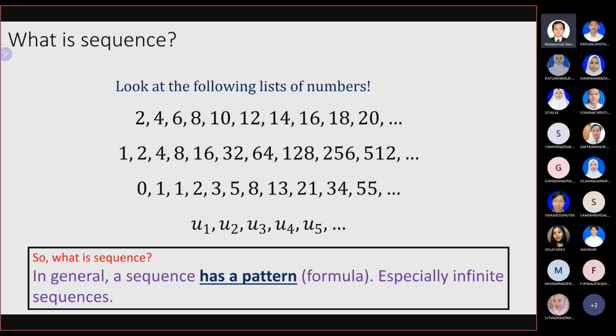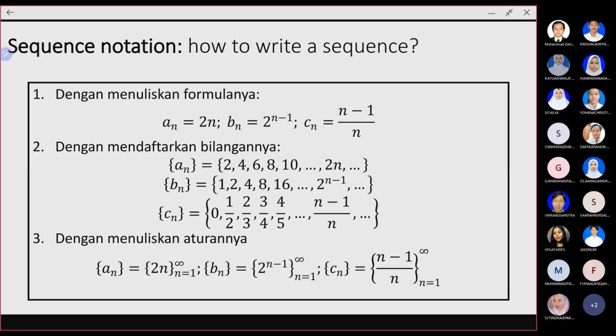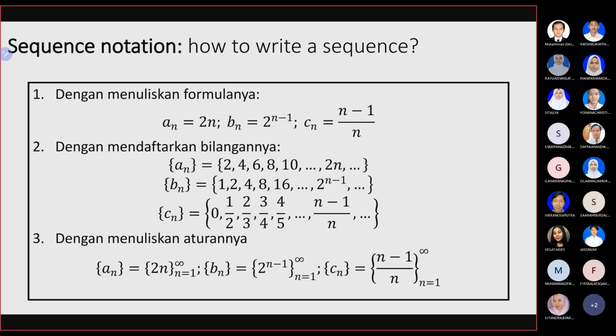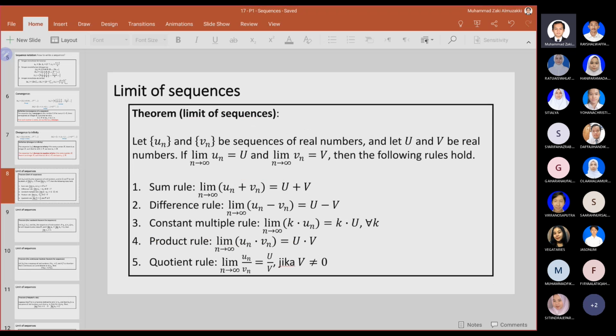And usually an infinite sequence is written in this way. Usually we write a sequence in this way. There are 3 ways that we can use. First, we, sorry, I forgot to change the.